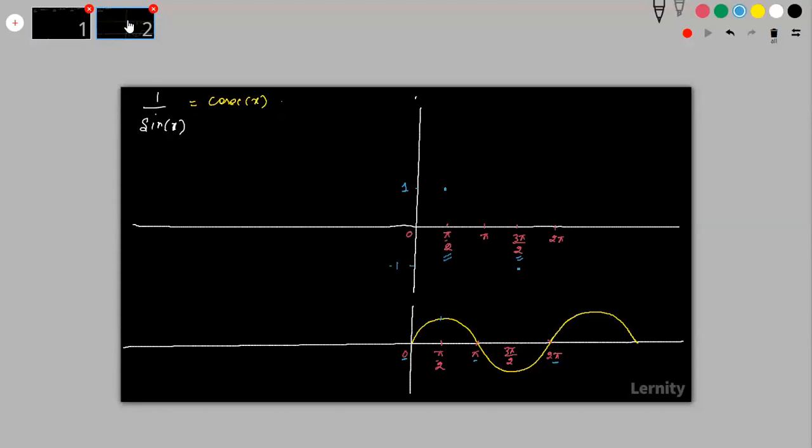Okay, so now I'm trying to draw the graph of cosec x. These 2 points I have drawn first. For pi by 2 it will be 1, and for 3 pi by 2 it will be minus 1.